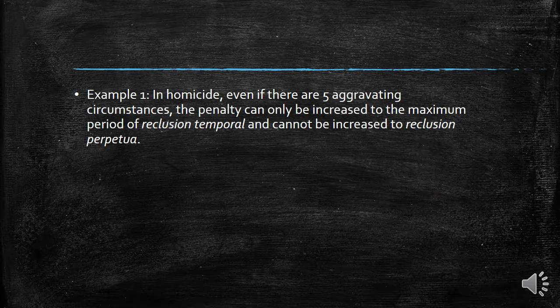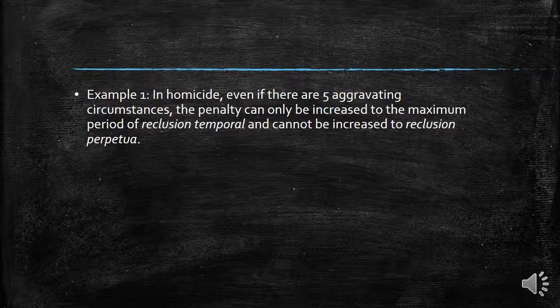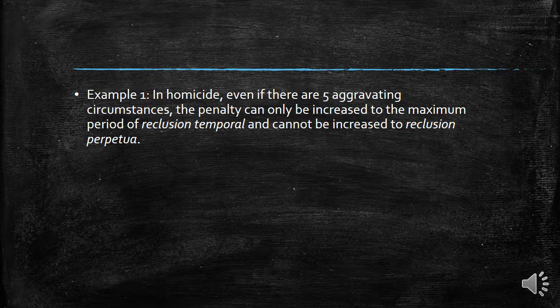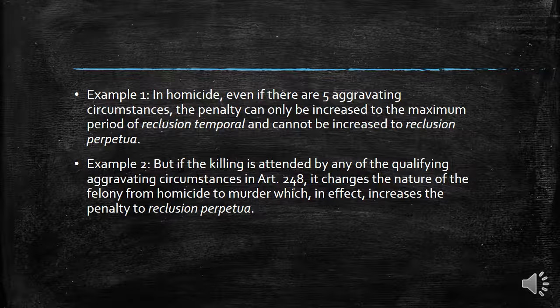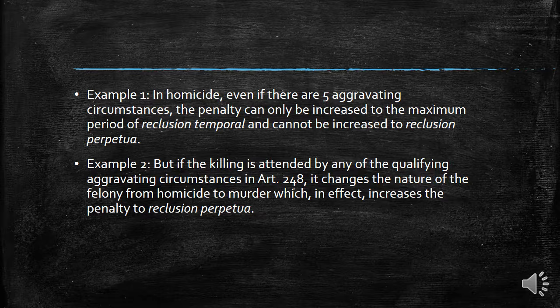Example number 1, in homicide. Even if there are 5 aggravating circumstances alleged and proven, the penalty can only be increased to the maximum period of reclusion temporal, which is the penalty imposable for the crime of homicide, and cannot be increased to reclusion perpetua. Example number 2, but if the killing is attended by any of the qualifying circumstances in Article 248, which defines and penalizes the crime of murder, it changes the nature of the felony from homicide to murder, which in effect increases the penalty to reclusion perpetua.